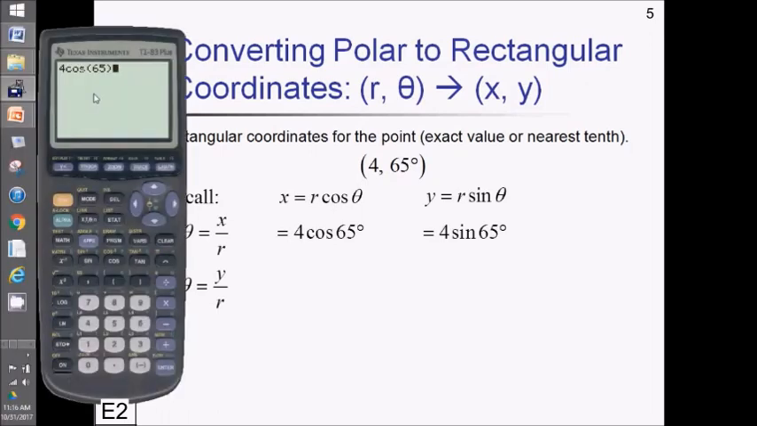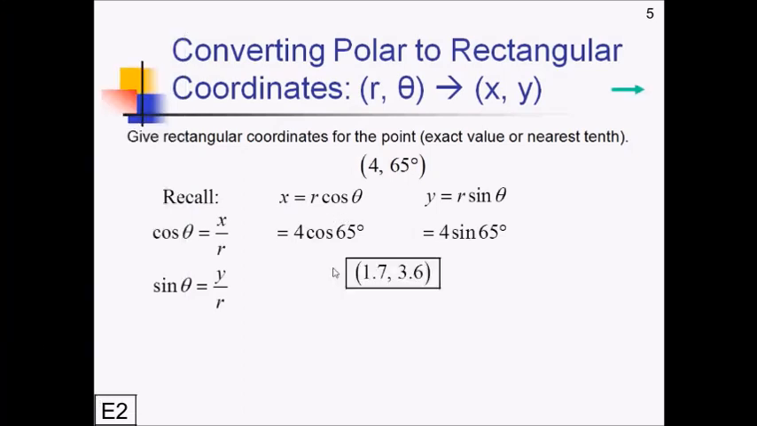So 4 times the cosine of 65 is about 1.7. And then we'll just repeat all that, except instead of cosine, we'll put sine. That's going to give us 3.6. So 1.7, 3.6, those are the rectangular coordinates for this polar point.